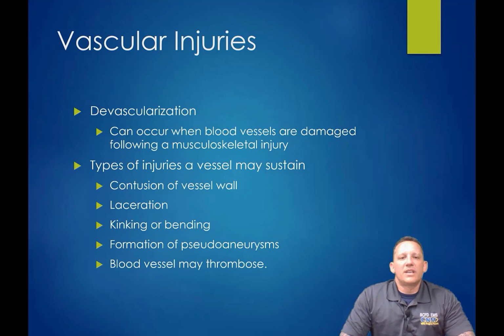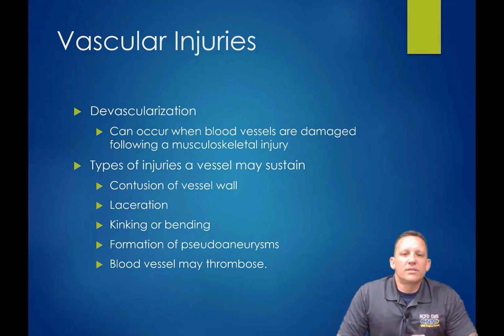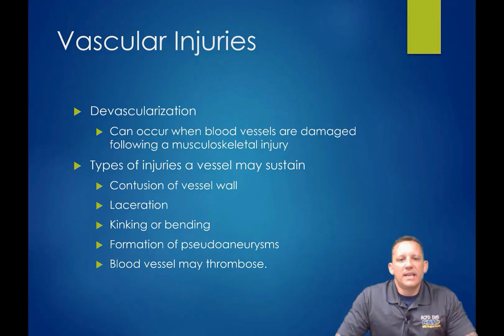All right, with any musculoskeletal injury, we have to consider vascular injuries, and one of those injuries is called devascularization, and this is when the blood vessels are damaged following the musculoskeletal injury. Think about this as significant swelling, or perhaps angulation, or a laceration through a particular vessel. These injuries may sustain, as the list says, contusions, lacerations, kinking or bending, or pseudoaneurysms. And that blood vessel may cause enough turbulence that a clot will start to form but not attach to anything, and then that becomes a thrombus, which can ultimately become an embolism.